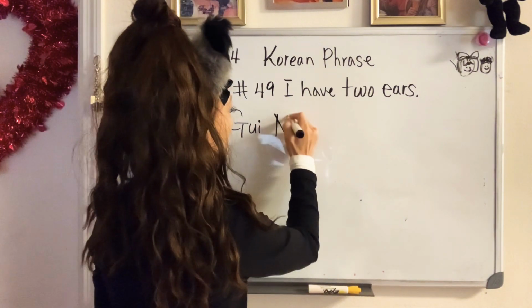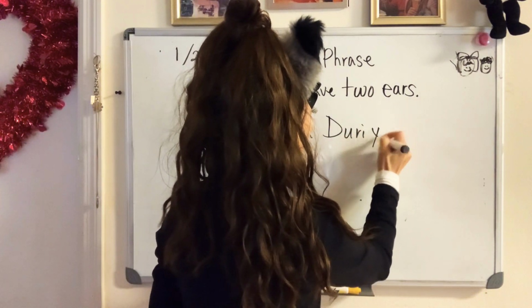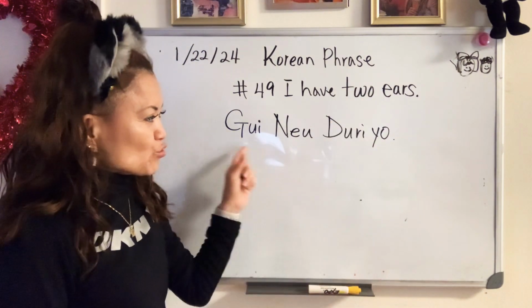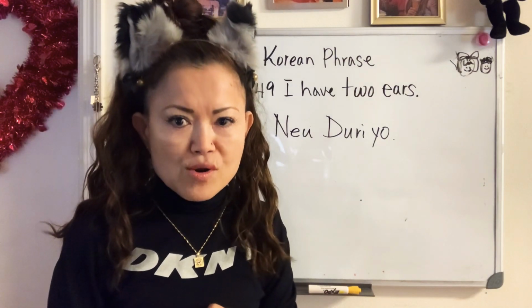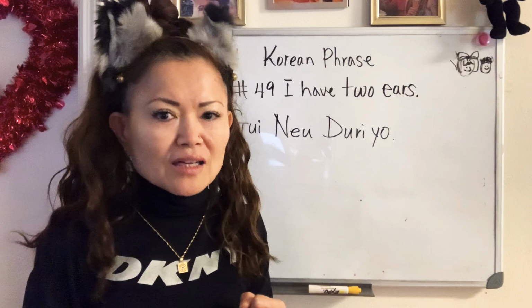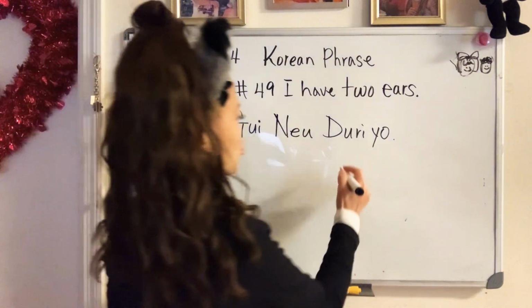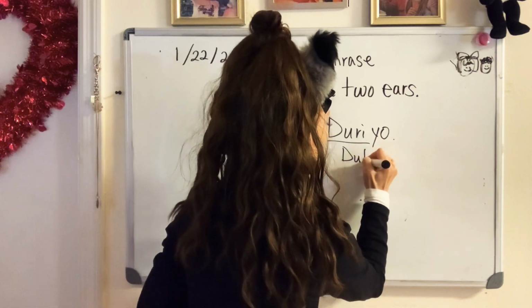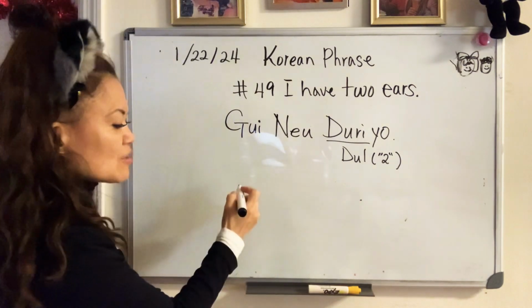귀는 둘이요. 둘 is number 2. Can you say that? 둘. Good job, Levi. When you say it in a sentence, it's 둘이요. Actually, 둘 means number 2. Okay, so 귀. Let's write it in Korean.